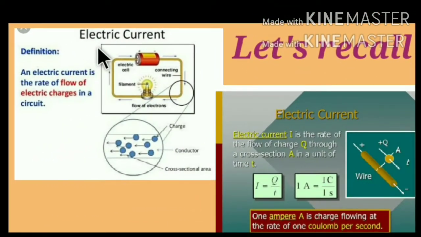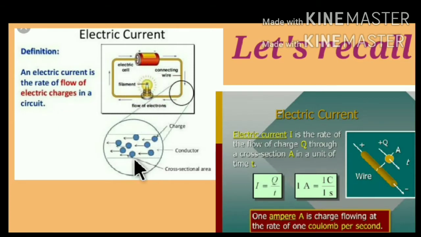Let's see about the electric current that you studied in the previous standard. So this is a simple electric circuit. Here is the battery or the cell, and the bulb is glowing here because the electrons are moving in this, and the flow of electrons is called the current. Hence let us see the definition. An electric current is the rate of flow of electric charges in a circuit. So this is a simple circuit.